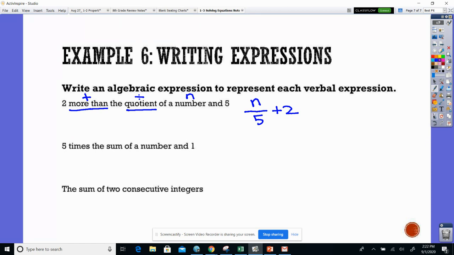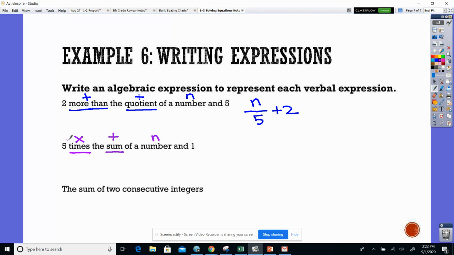Okay, so I am going to look at the next one. The next one says 5 times the sum of a number and 1. Let's look at our keywords again. 5 times. Times tells me that I'm going to multiply. The next keyword I have is sum. Sum tells me that, again, I'm going to add. And I'm just going to choose n for my number.